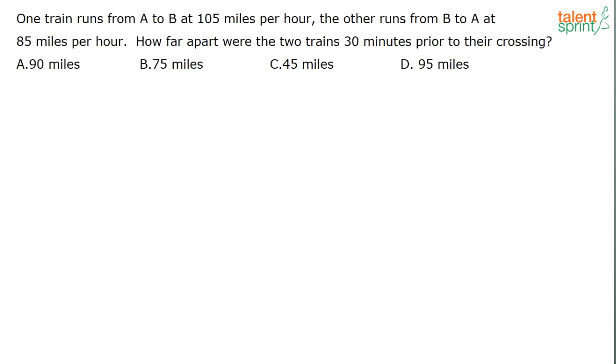Again, the next question is from the topic of trains. One train runs from A to B at 105 miles per hour. The other runs from B to A at 85 miles per hour. How far apart were the two trains 30 minutes prior to their crossing? So again, the concept of relative speed is to be used. Now, can you guys try to solve this question for me and give me the answer? And then I'll go about solving the question.